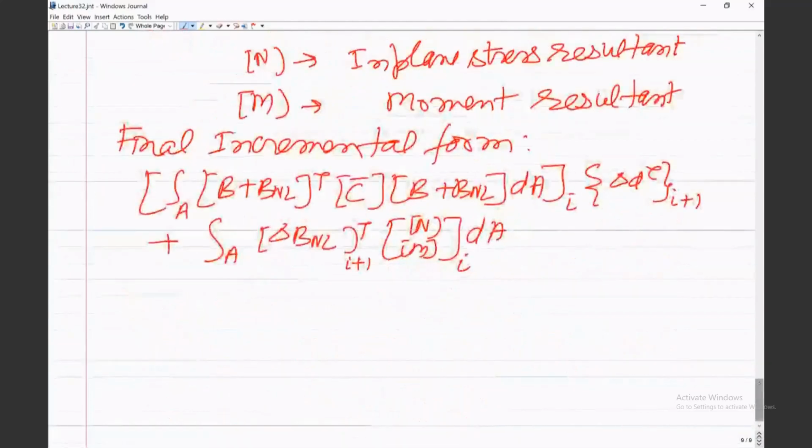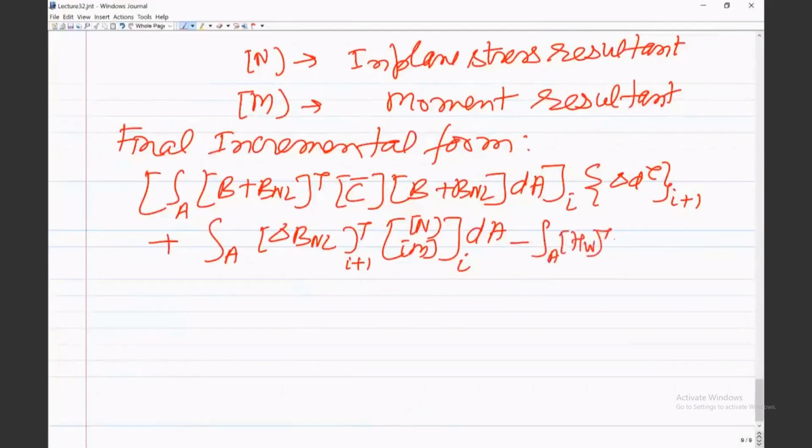So after we carry out the through the thickness integration, we write it in this form: minus integration over area HW transpose into Q dA, and then minus F internal for the element, and this whole thing is equal to a null vector. So that's the final form.